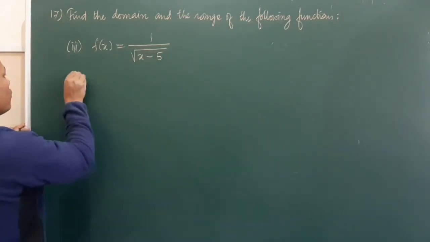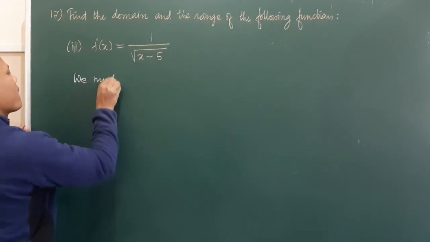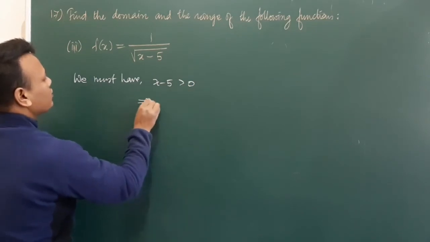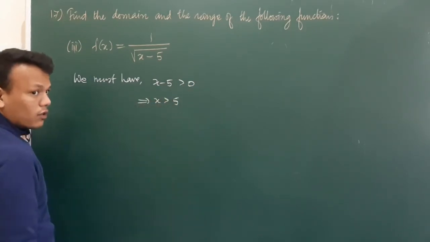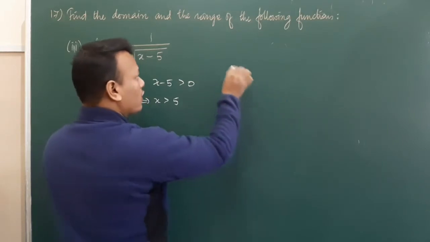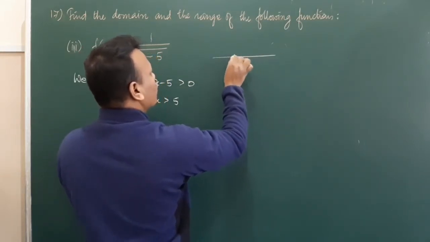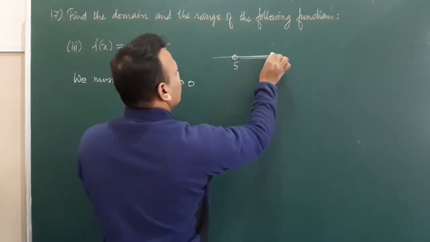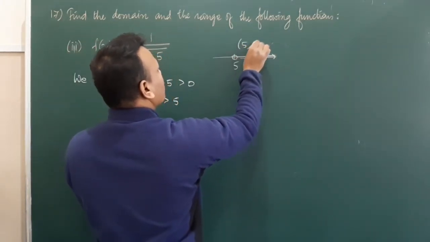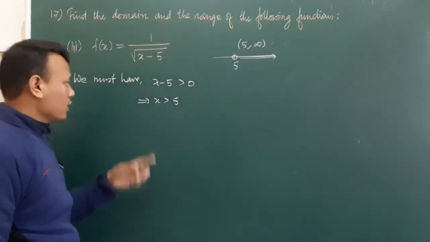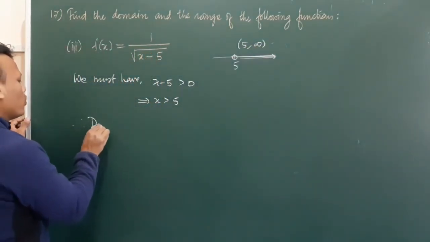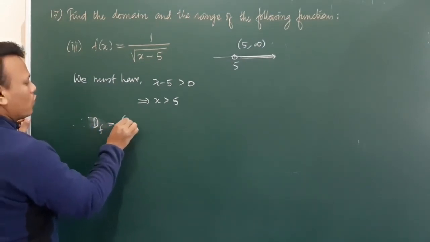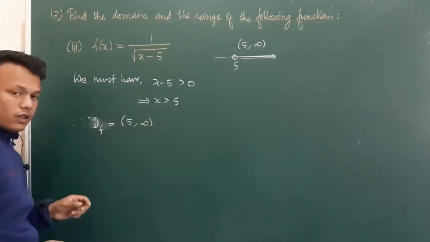So we must have x minus 5 greater than 0, that is x must be greater than 5. If you draw a real line, mark 5 as not included, as you can see there is no equal to sign, so you go this way. This interval is open 5 comma infinity. So the domain Df is equal to the open interval 5 comma infinity.